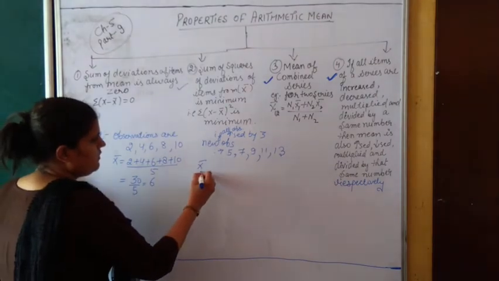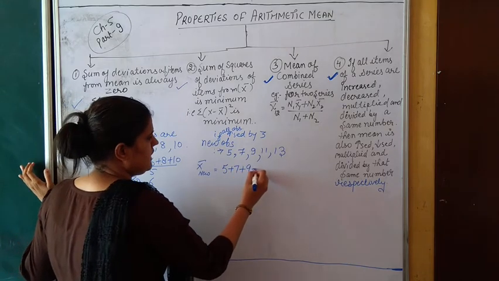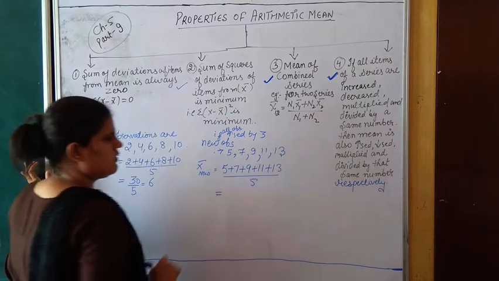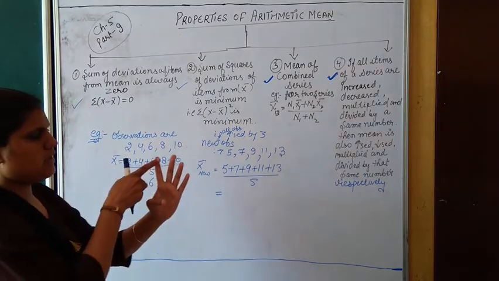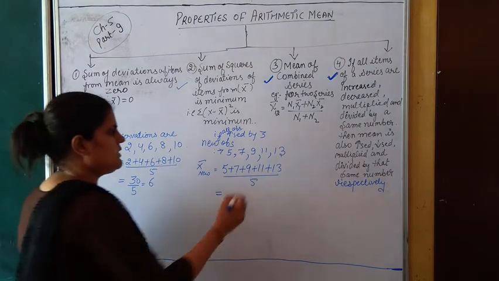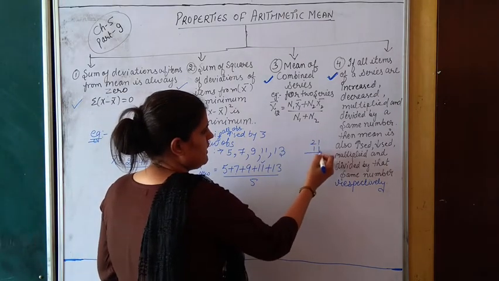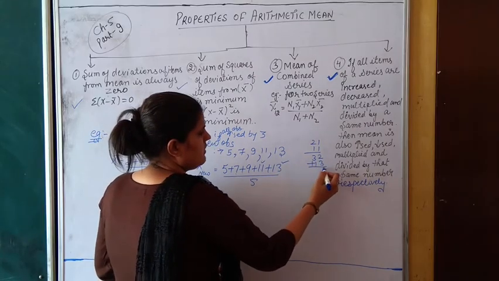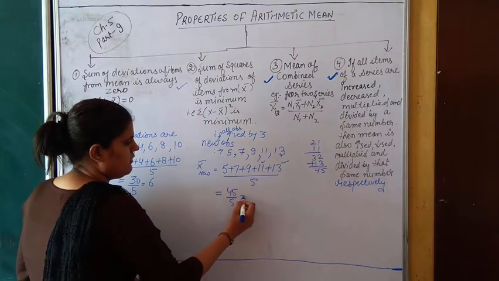Now we will find the new mean. How will we get the new mean? 5 plus 7 plus 9 plus 11 plus 13 upon 5. So let us add 5 and 7, that is 12, 12 plus 9 is 21. Now 21 plus 11 is 32. And 32 plus 13 is 45. So we get 45 upon 5.